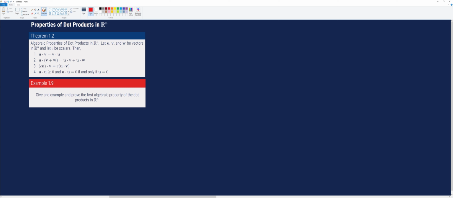Since this involves the usual addition and multiplication, it has several properties. The first property is that the dot product of vectors u and v is equal to the dot product of vectors v and u. This is the commutative property of dot products in Rn. The next property is that the dot product of vector u and the sum of vectors v and w is equal to the dot product of vectors u and v plus the dot product of vectors u and w. This is the distributive property of dot products in Rn.